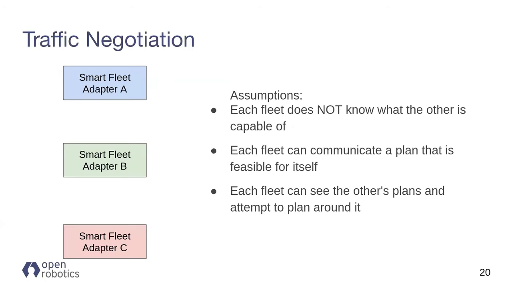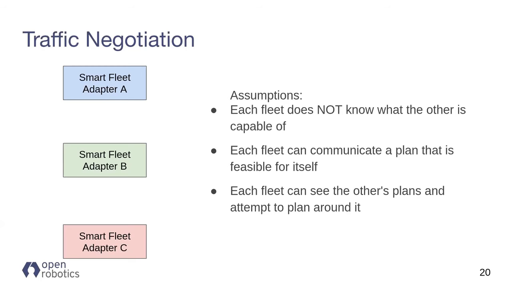So how does this problem get solved, right? In this example that I'm going to use to illustrate more or less how the traffic negotiation happens, there are a few assumptions. Basically, each fleet does not know what the other is capable of. Each fleet can communicate a plan that is feasible for itself, and each fleet can see the other's plans and attempt to plan around it. Those are the key assumptions that we need.